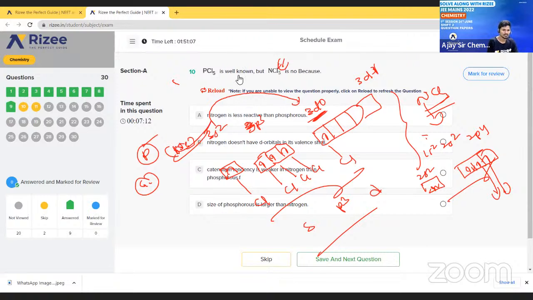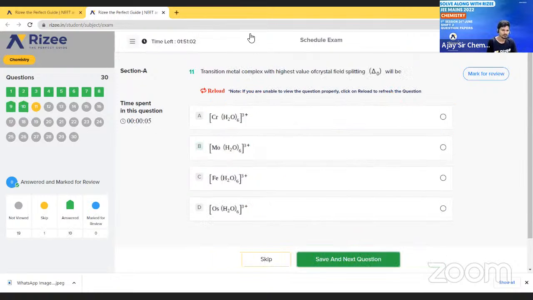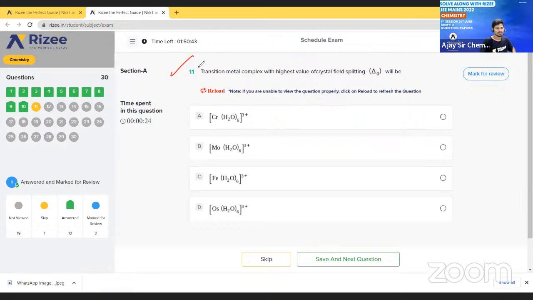Okay, let us go to the next question. What is the next question? The transition metal complexes with the highest value of crystal field splitting energy, delta O value. What is the delta O value? Tell me. 15. Very good, Tejaswini. Delta O value means the crystal field splitting energy of octahedral complexes. They have given 4 options and we have to choose the correct option.